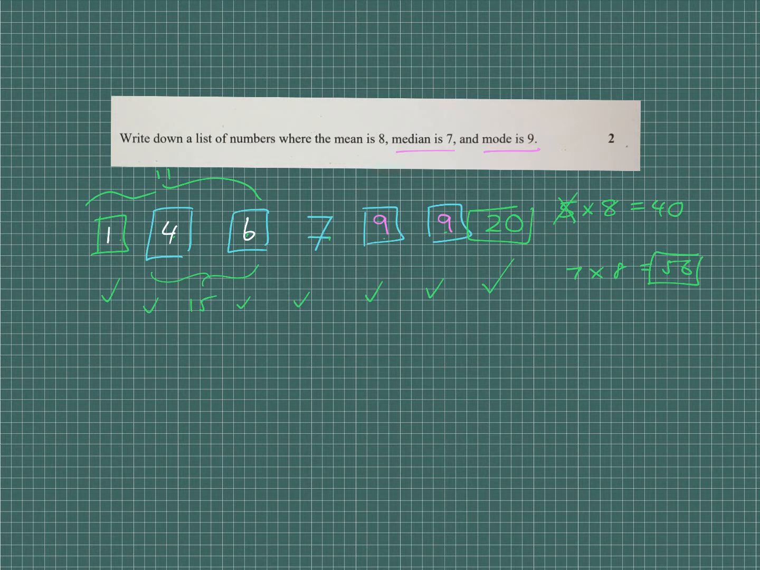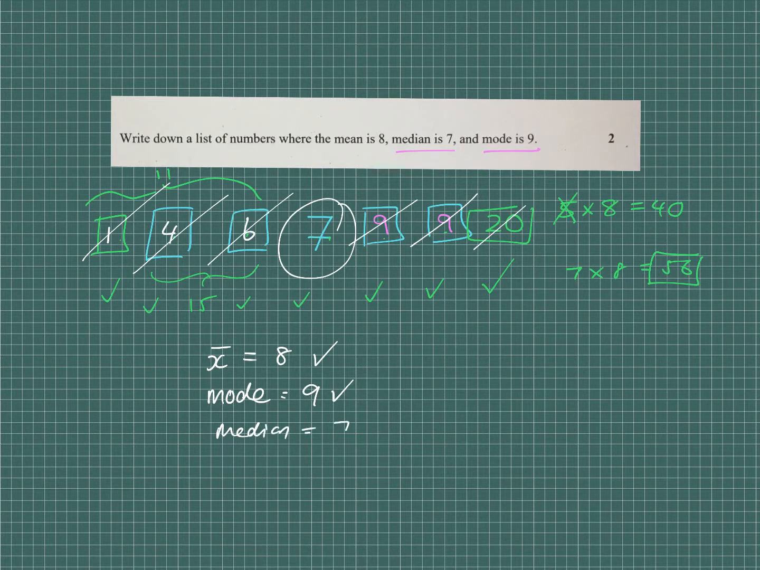Remember, I don't want to have more than 2 of the same number because then the mode will change. And I'm going to add all these up. I've got 1 plus 4 plus 6 plus 7 plus 9 plus 9 plus 20. And of course, I've got 7 numbers, so I'm going to divide that by 7. Okay, we have a mean of 8. That works out. I've also got a mode of 9, and that works out. And if I cross my numbers out, left and right, look at that, I have a median of 7.